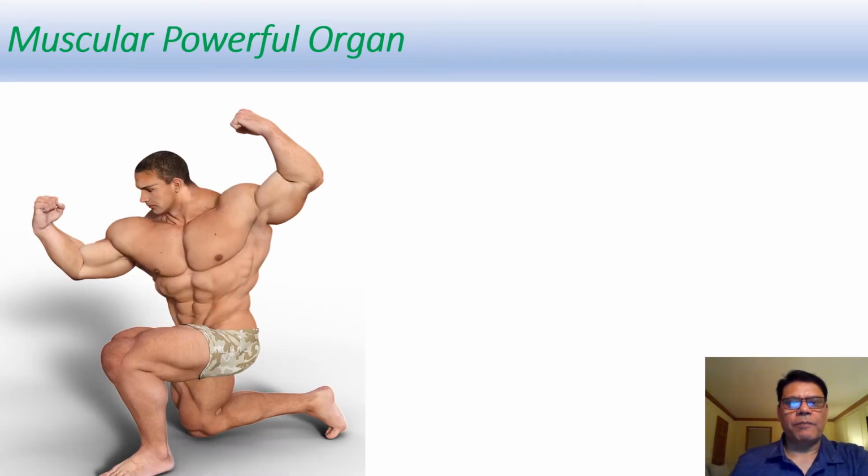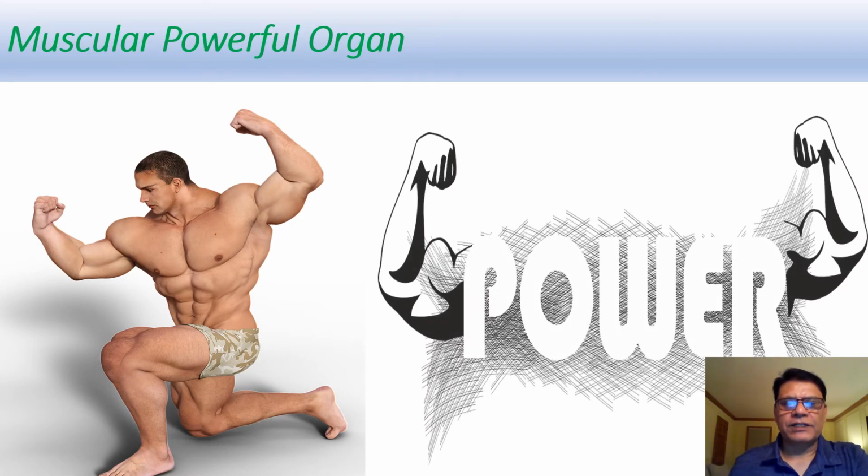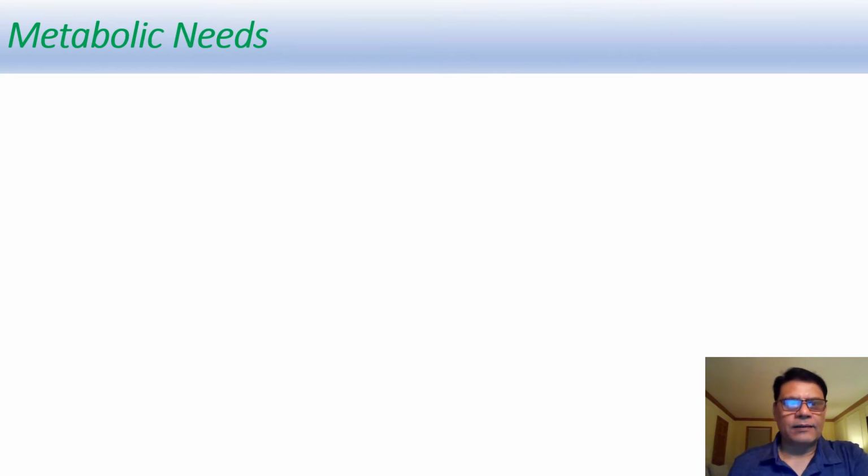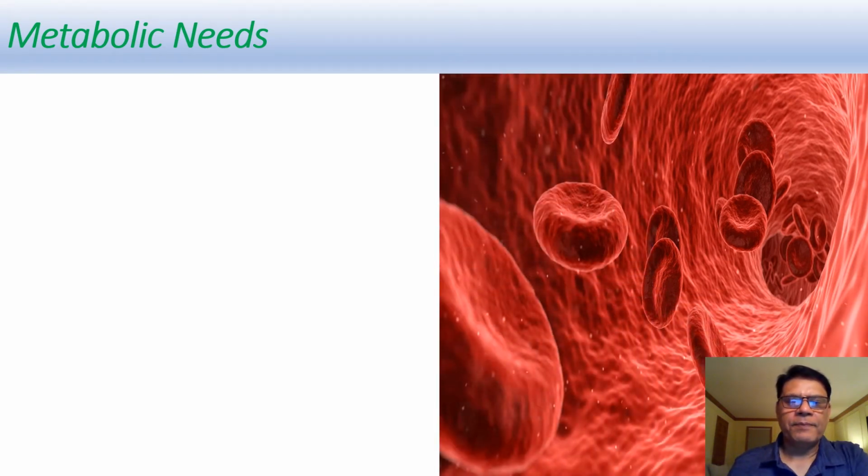The heart is a muscular and powerful organ, and its main objective is to produce power, and this power is used to push the blood to the tissue levels deep inside the body, because for the survival of the tissues, it is mandatory that they are supplied with oxygen and nutrients, and their waste products should be eliminated. And this function is performed by the force of the heart.